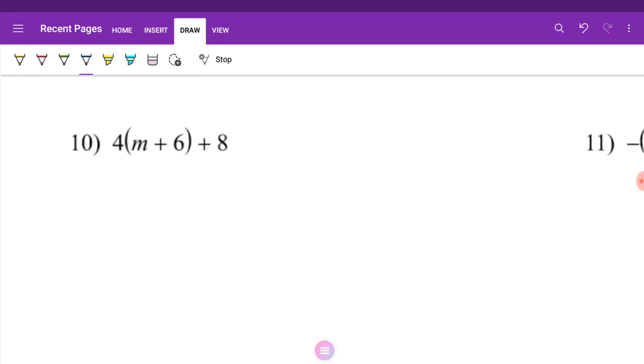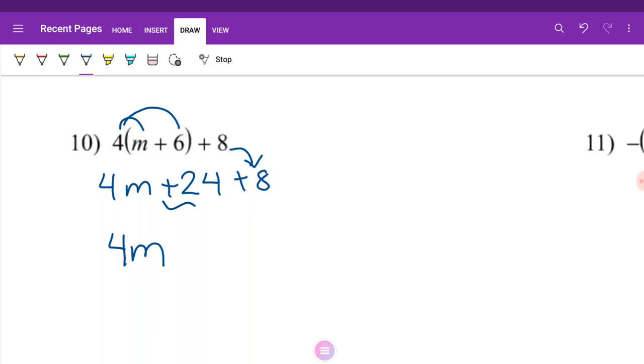We're going to do number 10 and number 12. So this one, we see the parentheses and we see this number added afterwards. So we're going to distribute first. This positive 8 is just going to sit there at the end, just like it was already sitting at the end. And then you just have to add your like terms together, whatever they are. So the 4m doesn't go with anything, so I'm going to write it. But then these two go together. So positive 24 plus 8 is 32.